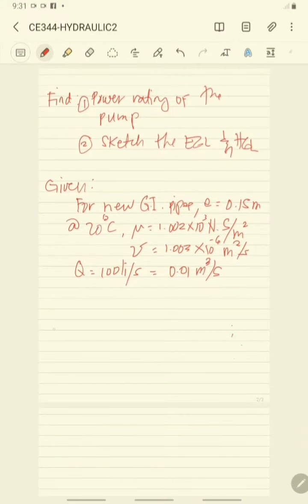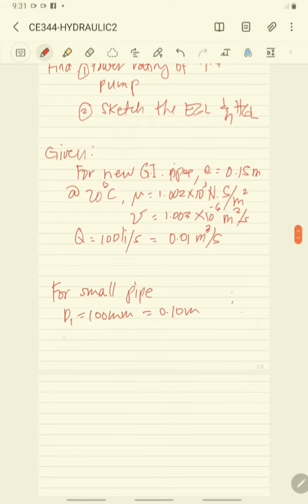So we write, for the small pipe, which is our pipe 1, the diameter is 100 mm. Converting this into meters, we have 0.1 meters. Then the area of pipe 1 is equal to pi over 4 d1 squared. Why? Because we assume that the pipe is flowing full, so this is the cross section of your pipe.